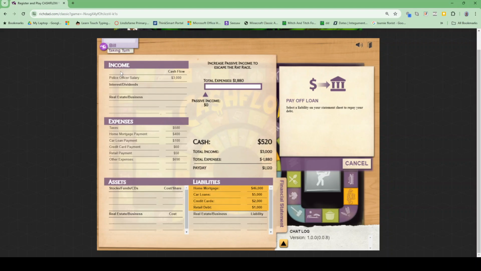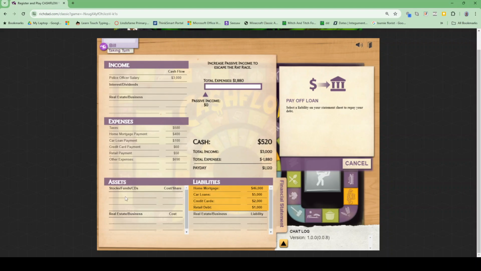You can see on the top left-hand corner, there's the income section. To start with, you've just got your active income, in this case, police officer salary, and this is all per month. Then you've got your list of expenses. Many of these expenses are related to liabilities. So we can see there's a home mortgage payment, and that's related to the home mortgage. If you get rid of the home mortgage, that will remove the home mortgage payment. So in summary, this lists all the expenses.